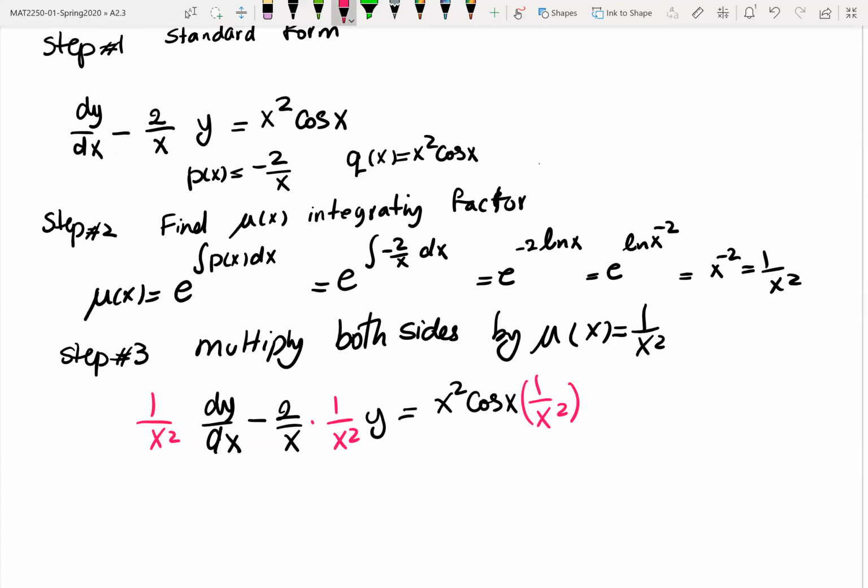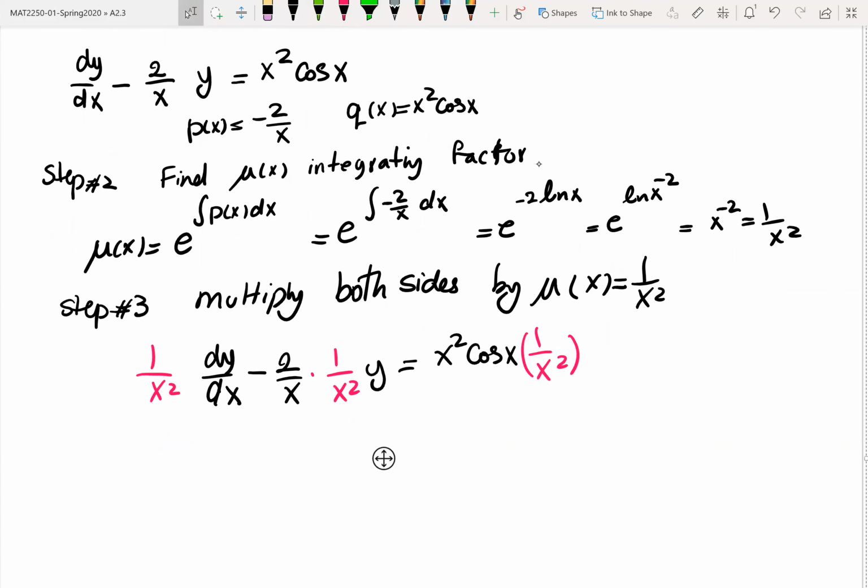This is just correct. One more time, the left side is always the product of the two functions and then differentiate. The right side is easy: x squared by x squared cancel out, so just cosine of x is left. The left side, as I said, has to be 1 over x squared times y, then the derivative of that.